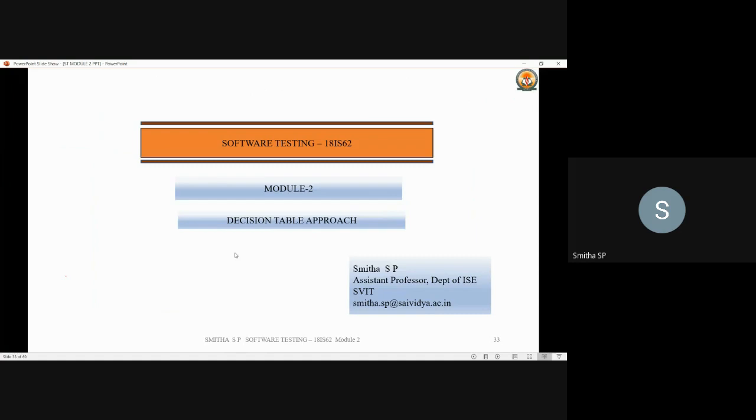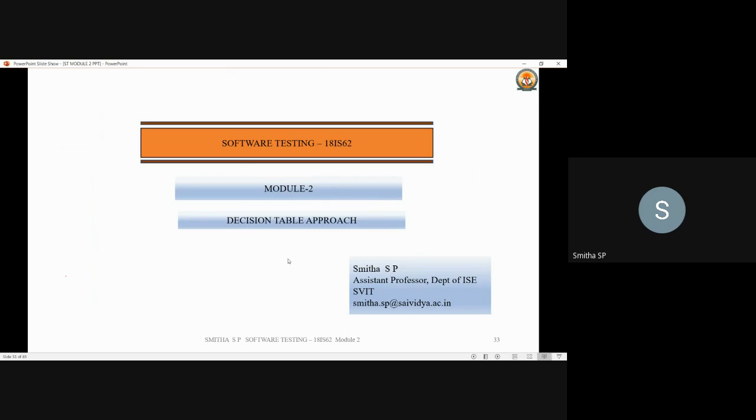Today we will be discussing the decision table approach. Here we will discuss what decision table testing means, and then we will consider an example of a triangle problem, and discuss how we make use of the decision table to carry out decision table based testing in order to derive the test cases.